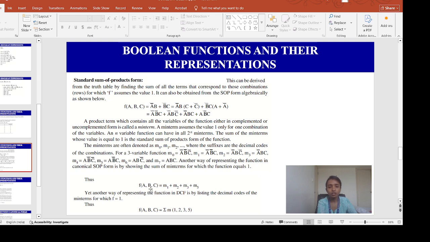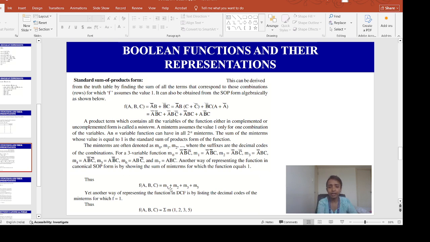We can write m1 plus m2 plus m3 plus m5. So yet another way of expressing the function in SOP form is by listing the decimal codes of the minterms for which f equals 1. So these you can write as summation of m 1, 2, 3, 5.